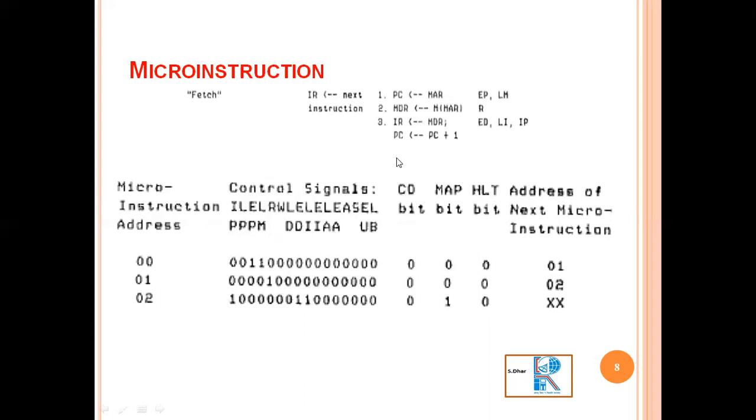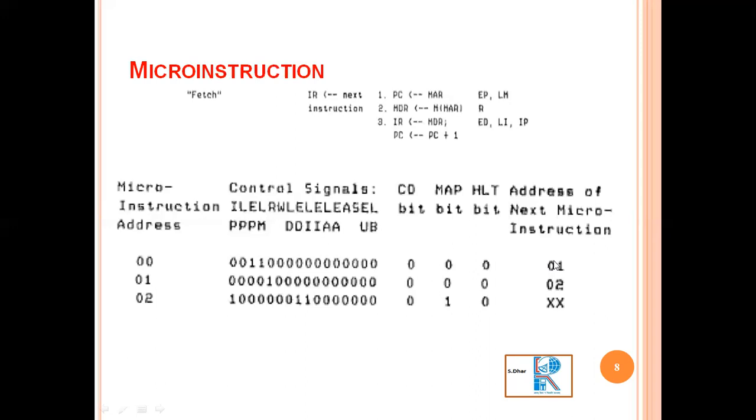Now first, for the fetch, at the first address, this is the start of the micro instruction address 00. Which instruction will be stored? It has to be made EP and LM 1. Clear? EP and LM 1. That means EP 1, LM 1 at first, and all other bits will be 0. So this is a 16-bit word with EP 1 and LM 1, and all others are 0. So this is the first micro instruction.